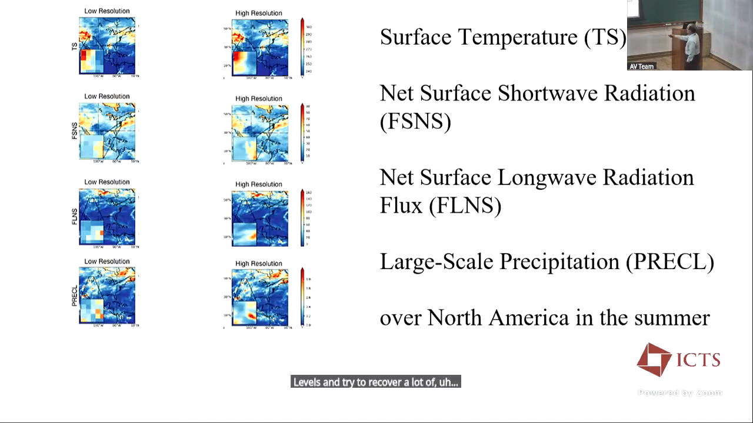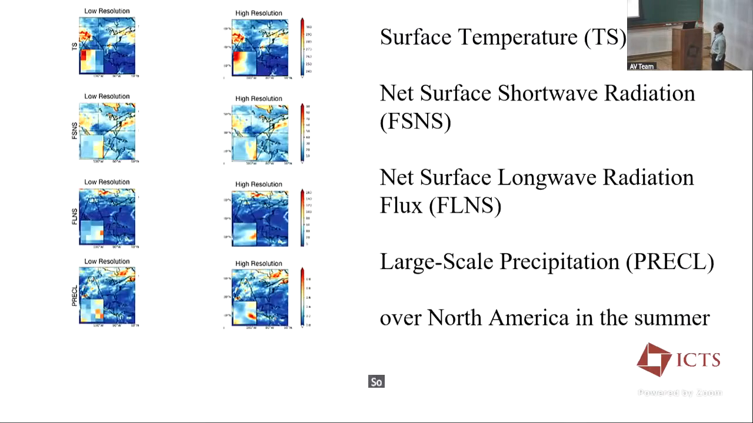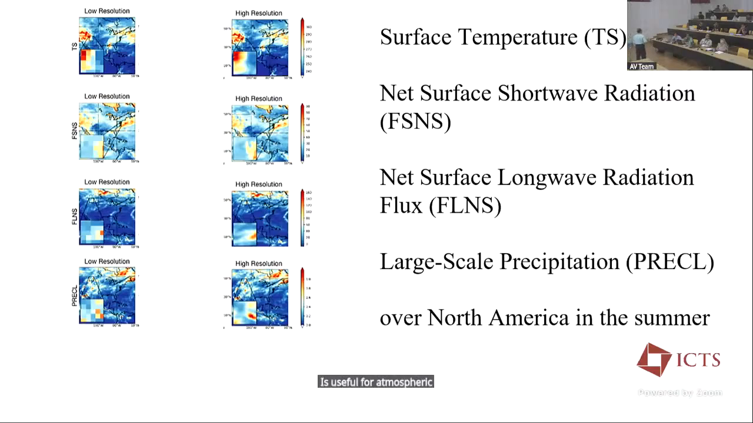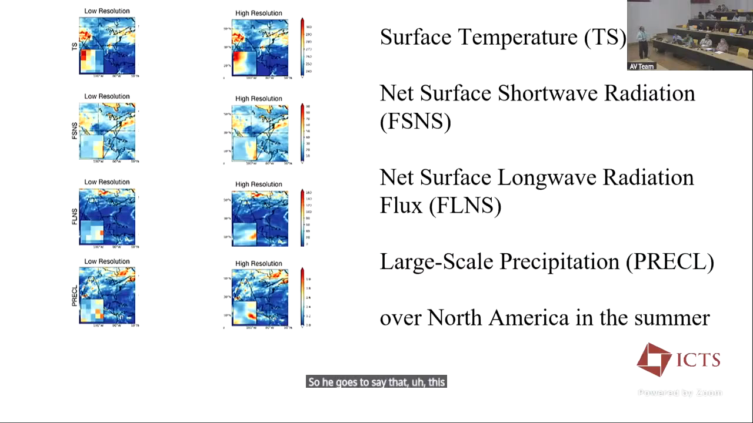Also regarding the large scale precipitation data, I think there are a lot of examples which have been shown. I think you will get to see more of these examples in the subsequent talks. So these are some motivating examples that learning super resolution methods is useful for atmospheric science. Some examples are benchmarks from the textbooks. Some examples are from recent papers. So it goes to say that this is worth looking at.